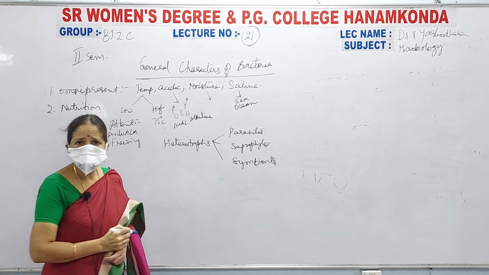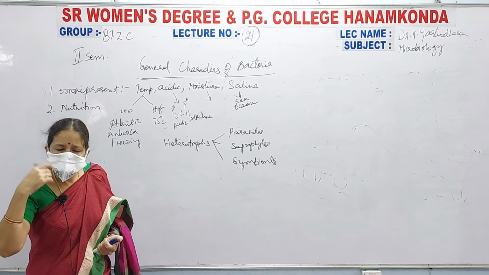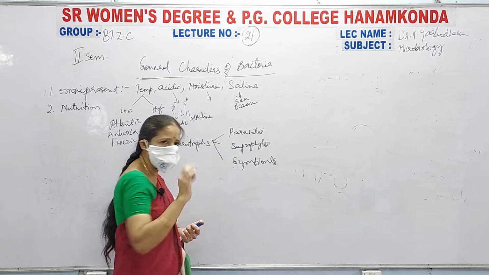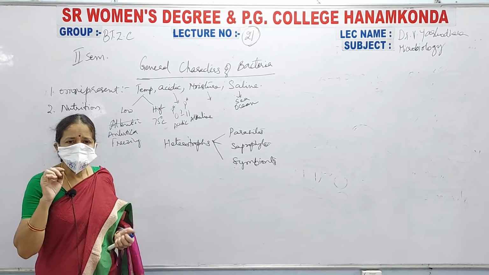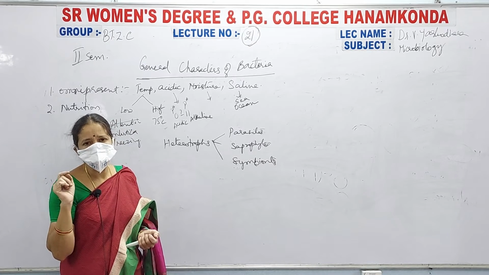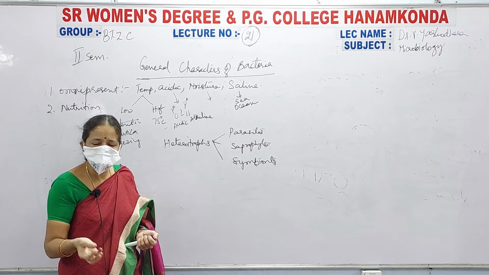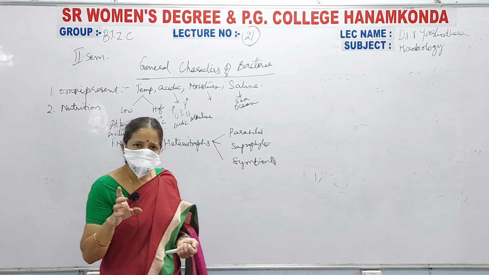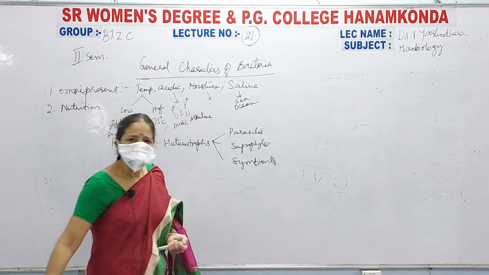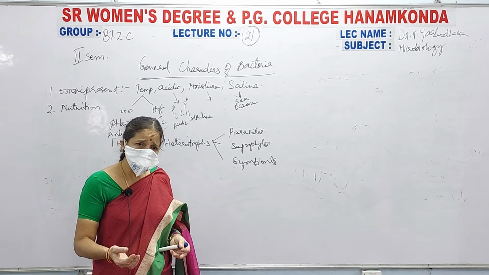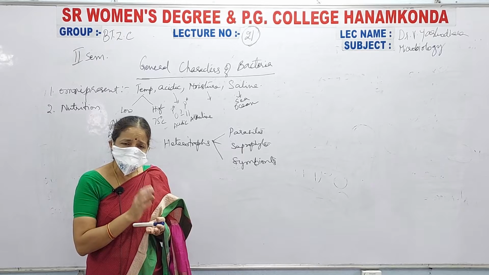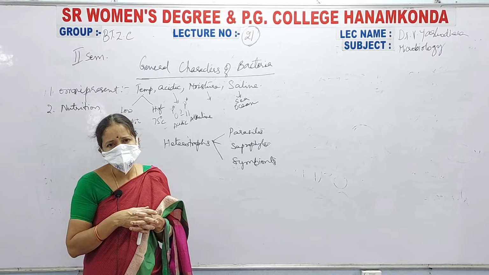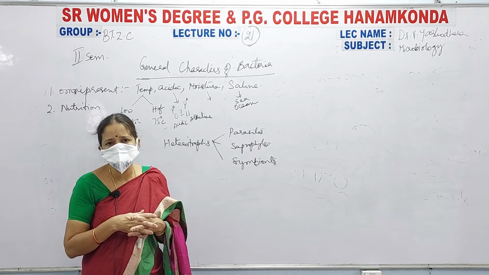What is the meaning of parasite? These are the organisms which live on another organism for their food. Next, saprophytes. These are the organisms which live on dead and decaying organisms by feeding on them. Coming to the symbionts, these are organisms that live on another organism, but mutually the organism and the microorganism benefit each other.